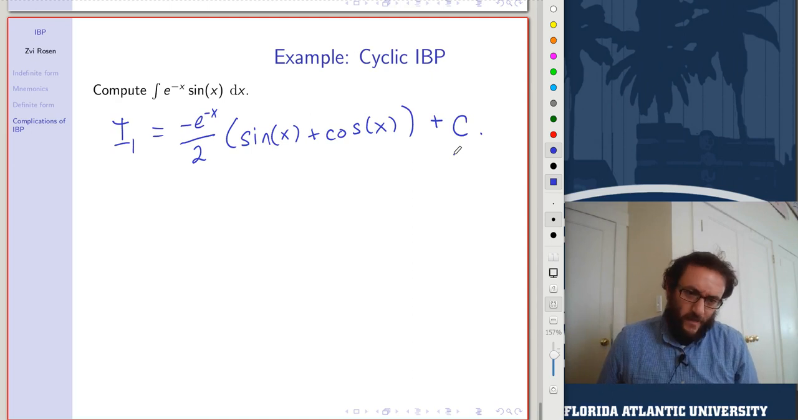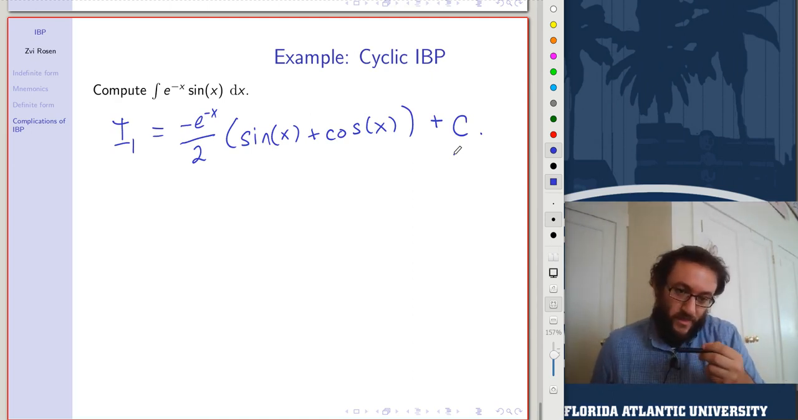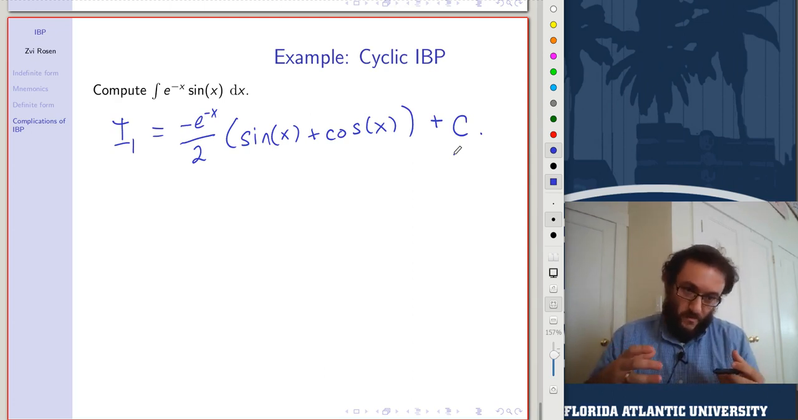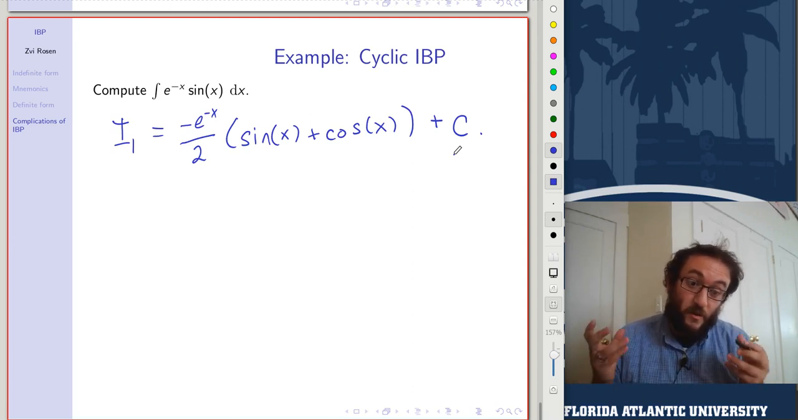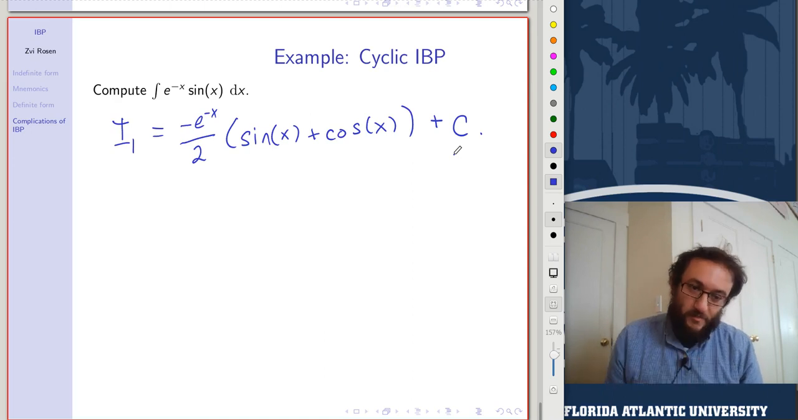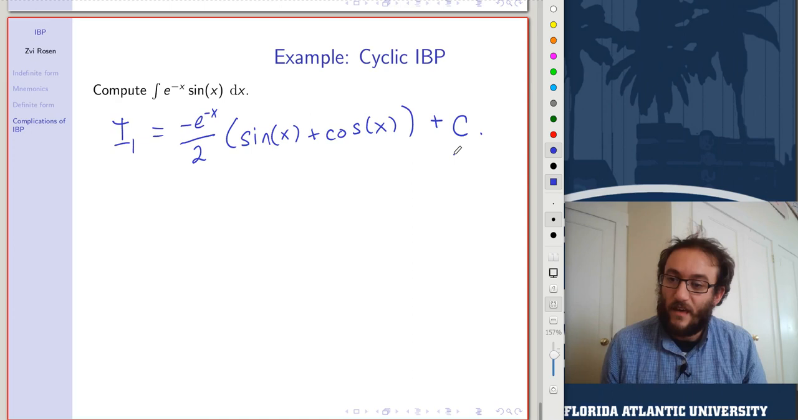So these cyclic problems are very tricky. You need to keep working until you find what you started with, and then you need to use the formulas you found with integration by parts. You need to combine them in such a way that you can solve for your original integral. Okay, so those are the three main tough points. You've got the repeated integration by parts, the cryptic integration by parts, and the cyclic integration by parts.